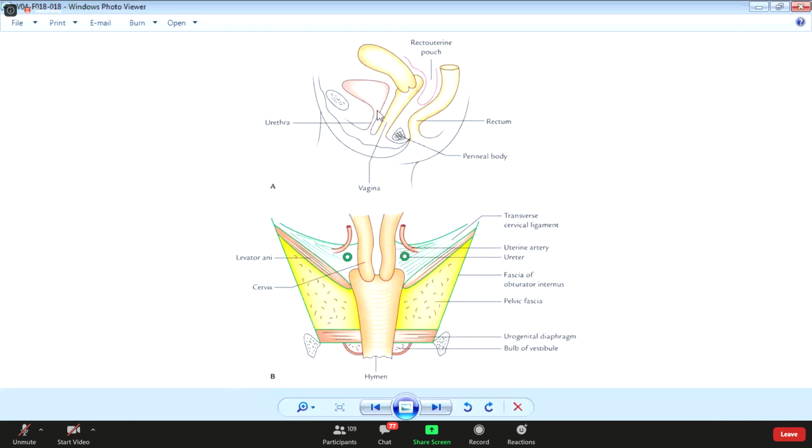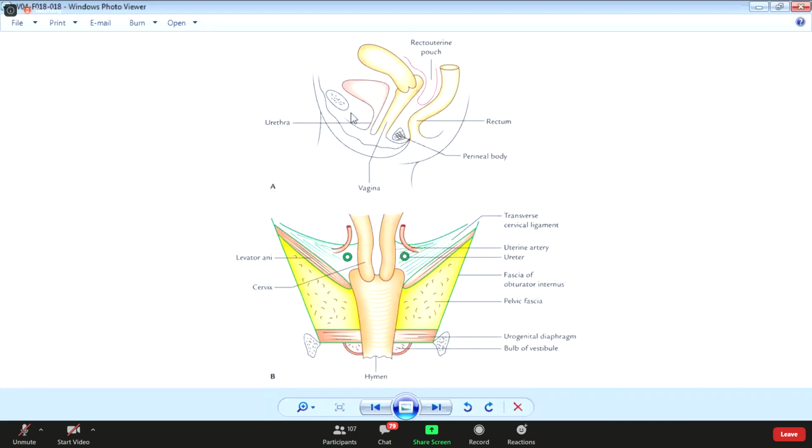The urethral wall and the urinary bladder wall are very much related to the vagina. Similarly, the rectum and the anus, the terminal part of the rectum and the anus, is very close to the vaginal orifice. So this is a very common and very dangerous situation, vesicovaginal fistula. Please write it down, the name VVF, vesicovaginal fistula.